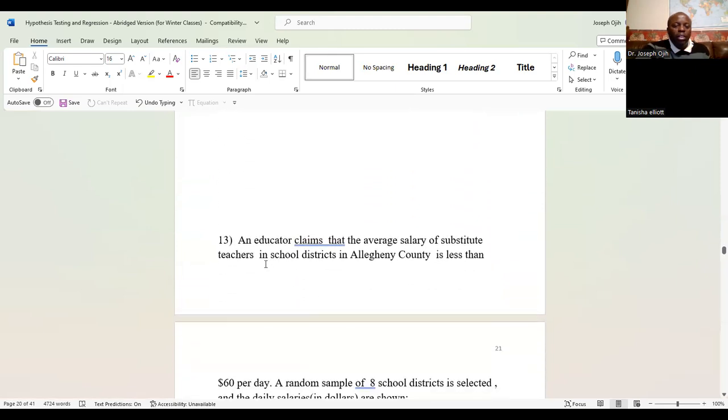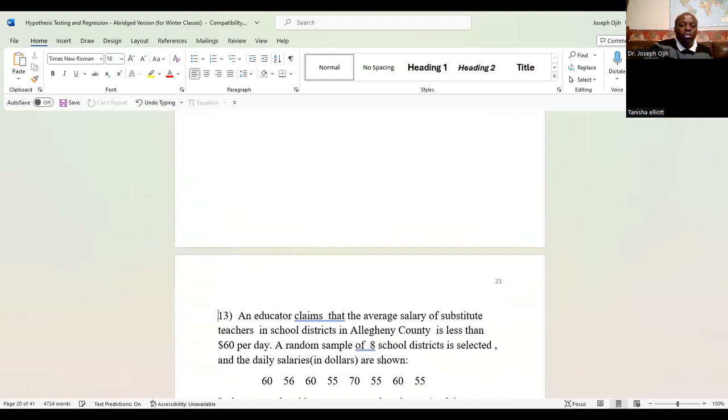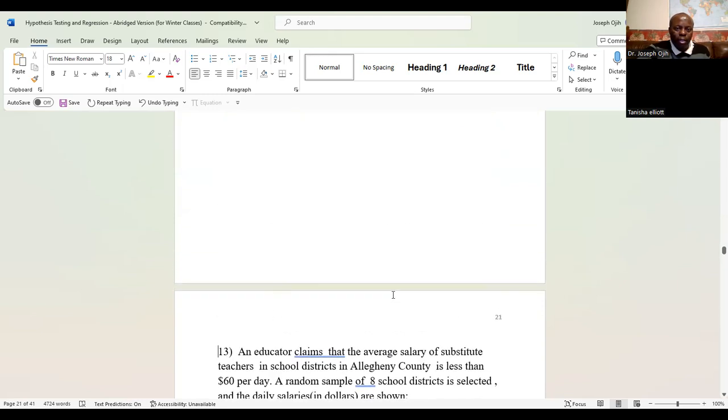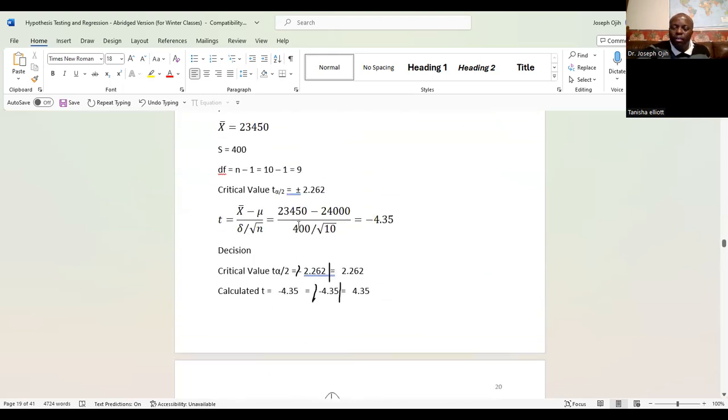Okay. Now, this one is another example. In this case, all you have to do is say here, an educator claimed that the average salary of substitute teachers in a district in Allegheny County is less than $60 per day. A random sample of 8 school districts is selected, and the daily salaries are shown here. Is there enough evidence to support it? Just like the other one, but the only difference is that they just give you the numbers. They didn't give you the mean and the standard deviation, which means that you have to calculate them by yourself. Once you get them, you can now do the same thing we did here.